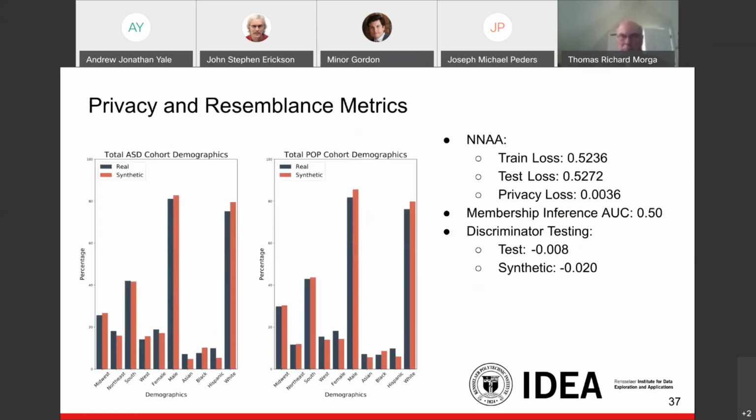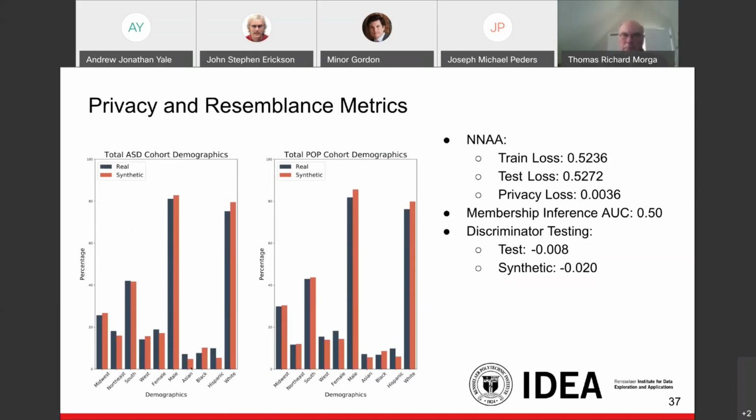And so when we look at our synthetic data and how well it is performing, we can see over here in the ASD cohort, we have our demographics compared, the black being the real and the red being the synthetic. And we can see that we're matching pretty well across the high percentage classes.